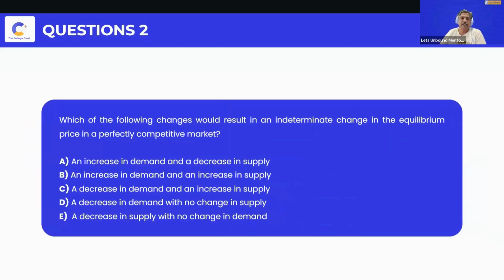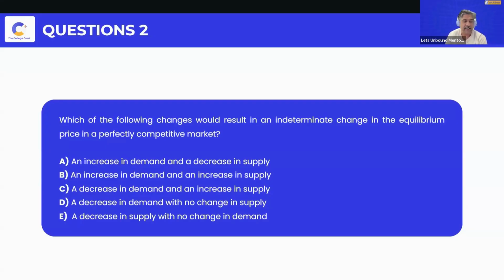Which of the following changes would result in an indeterminate change in the equilibrium price in a perfectly competitive market? Okay, so when we say an indeterminate change, that means we are not in a position to definitely comment as far as the equilibrium price is concerned, because it can either increase or decrease. Both the possibilities are open.